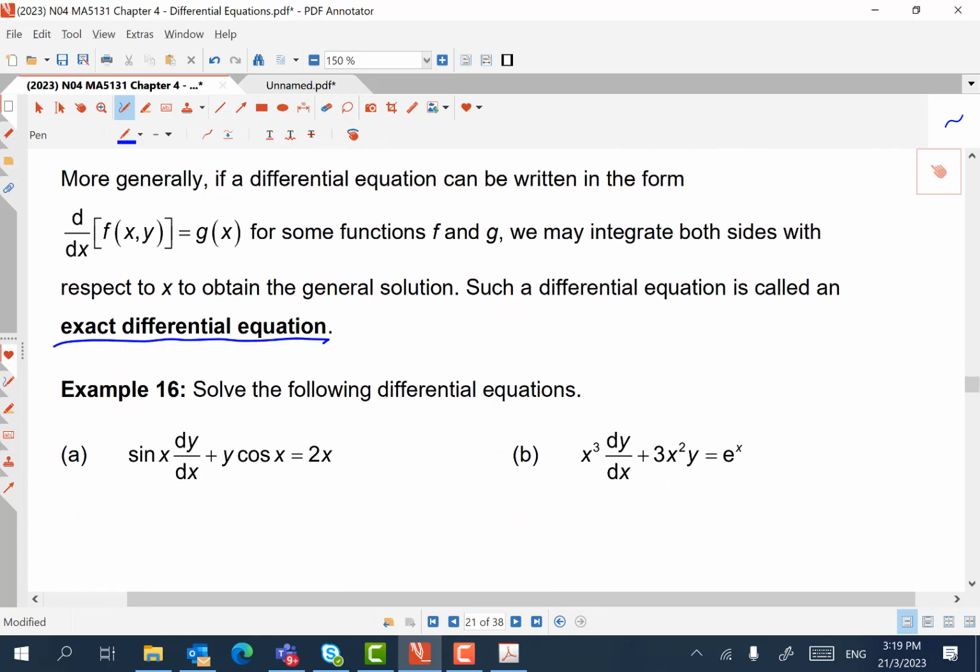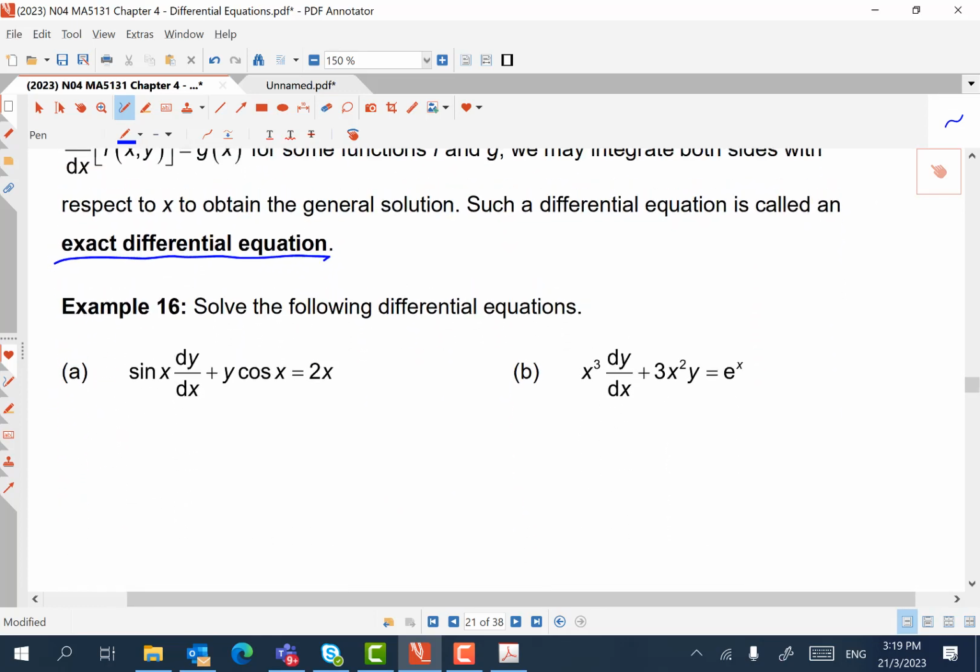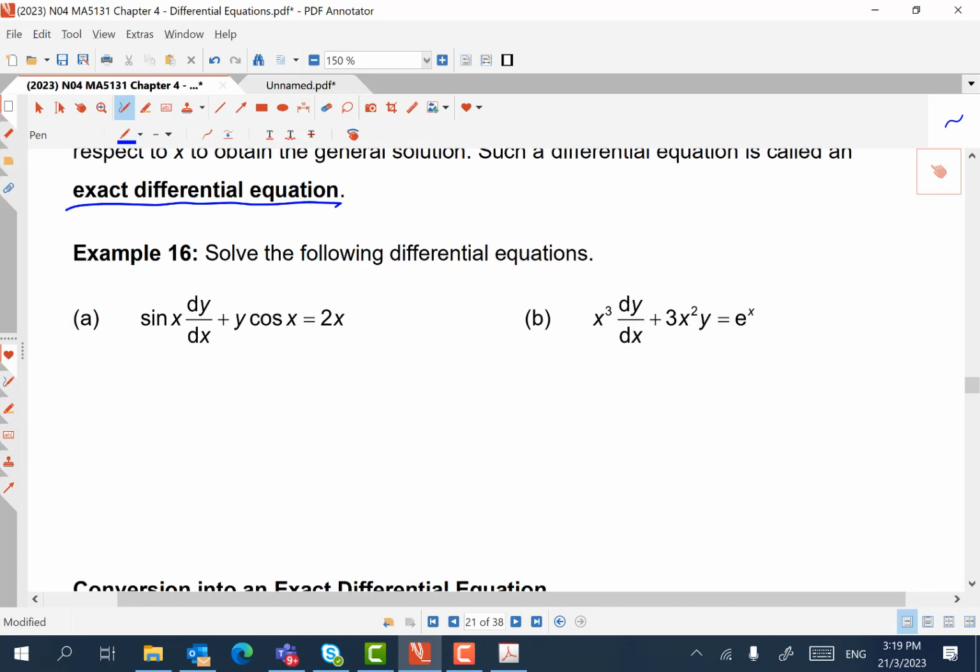Okay, in 16a and b, I want you to know beforehand that these two are exact equations. I like to challenge all of you to try write down what is inside these brackets.